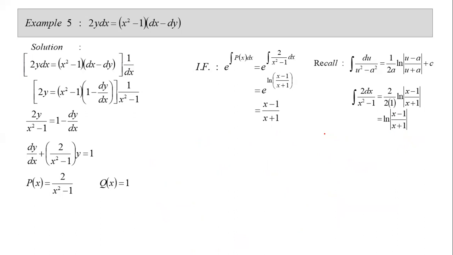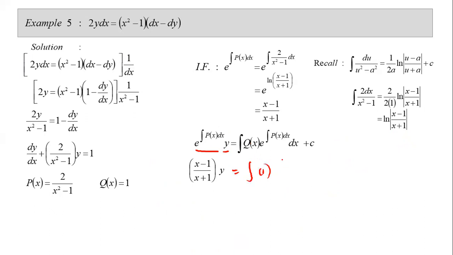Okay? And then we will be using this general solution. The integrating factor times y. All right, that's x minus 1 all over x plus 1 times y equals integral of q of x. That's 1. And then the integrating factor, x minus 1 over x plus 1, and then simply affix dx, and then you add c.